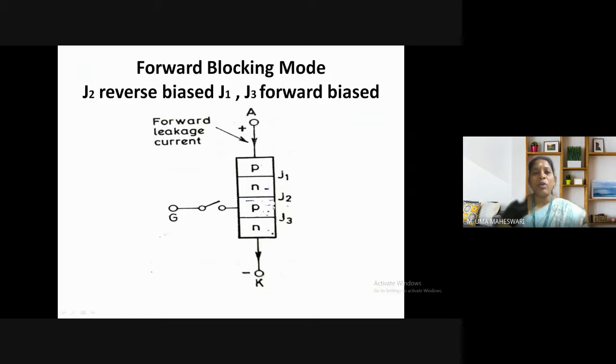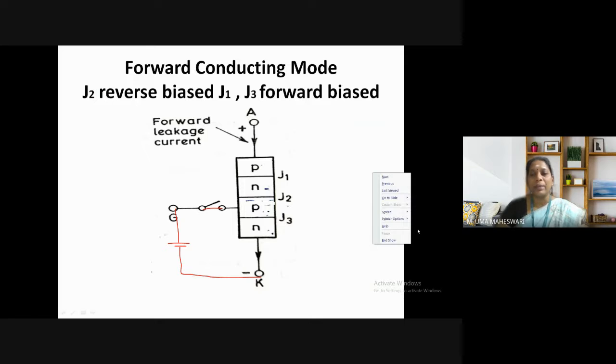Now, what is forward conduction mode? In forward conduction mode, with the anode positive and cathode negative, the gate potential is also applied. The voltage across the gate and the cathode is given, and we name this the gate voltage Vg. G is connected to positive and K is connected to negative, so a positive gate voltage is applied.